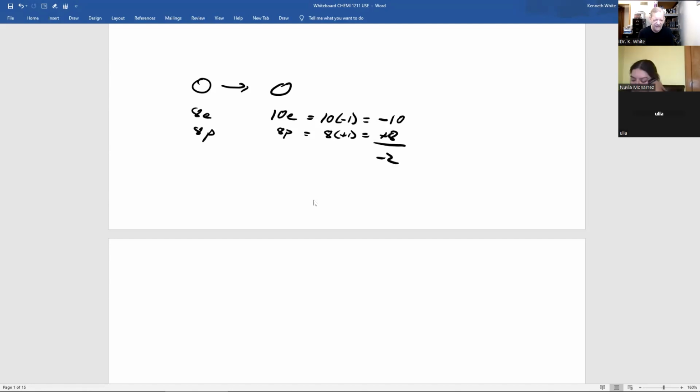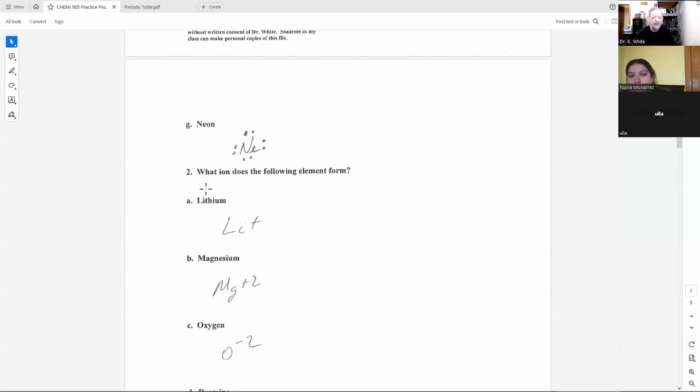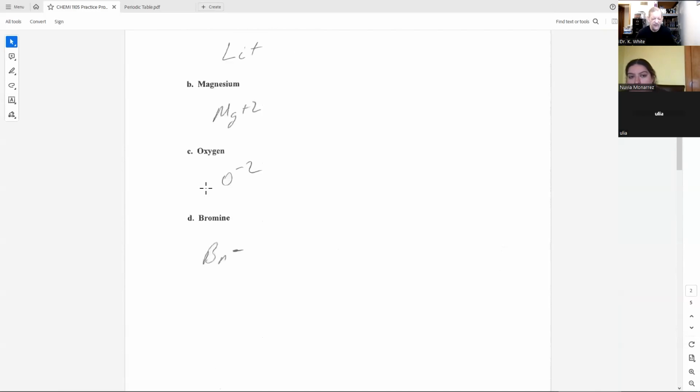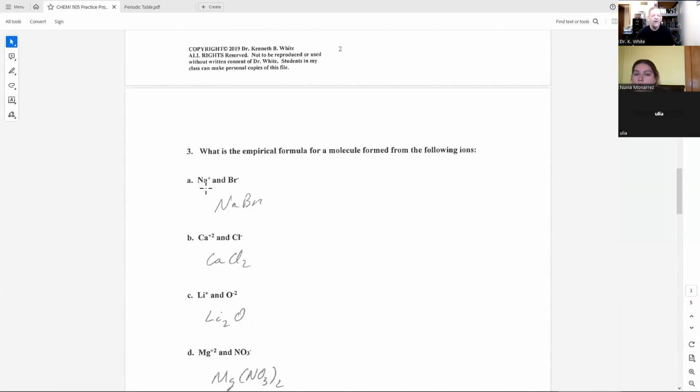We're not done. The way to show the charge is the chemical symbol, with the charge as a superscript to the right. Now you can write it the way I like to, or you can write it the newer way. Either one would be correct. And we finished that.